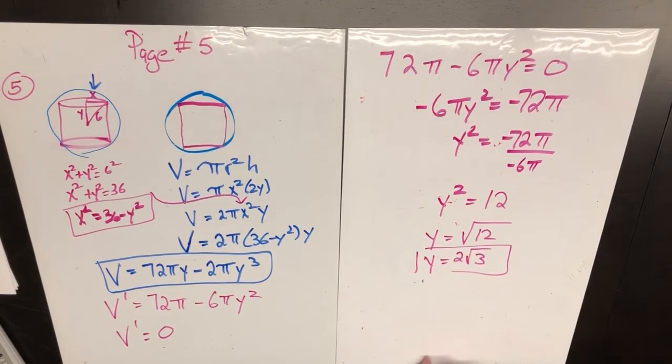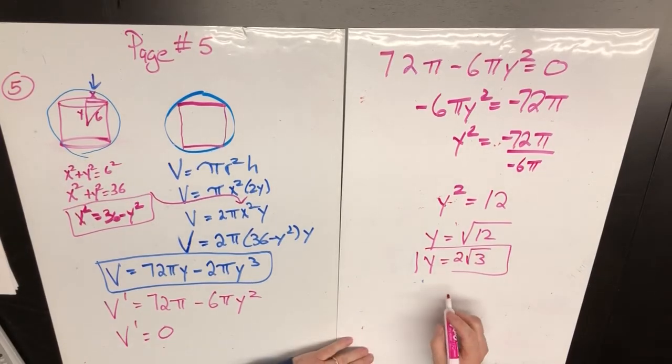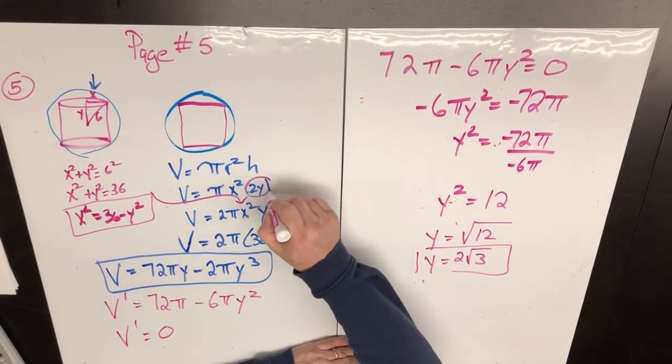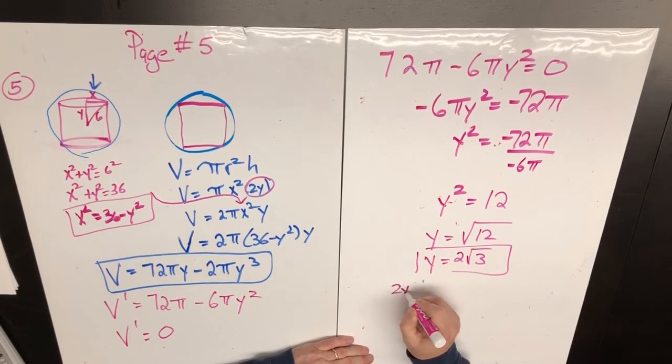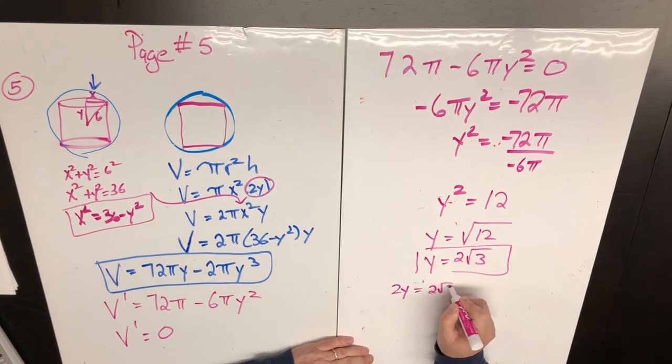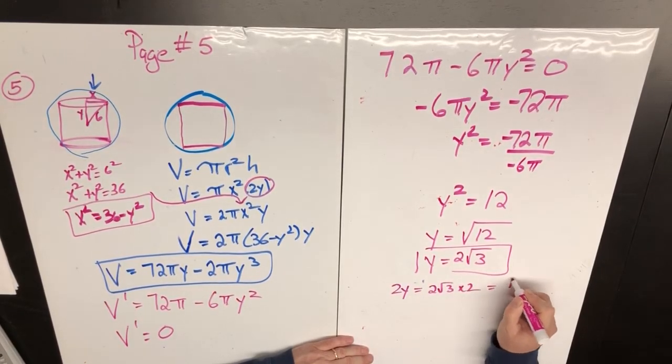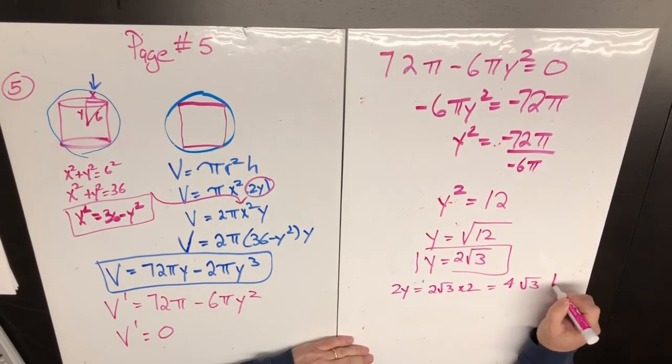We've got to make sure we answer the question. It says find the cylinder of greatest volume. What are the dimensions going to be? Well, remember the height was 2y, 2 root 3 times 2, 4 square root 3. That's going to be the height.